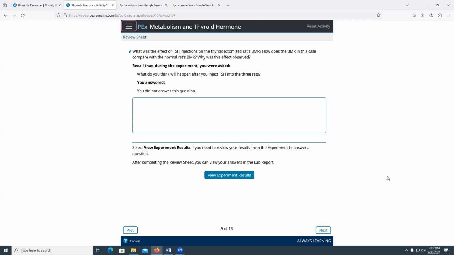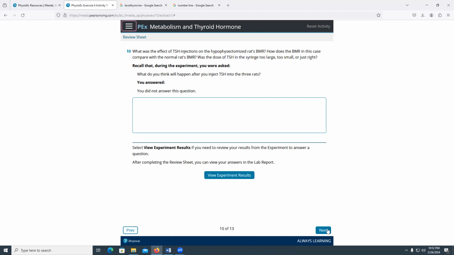How does the basal metabolic rate in this case compare with the normal rat's basal metabolic rate? It's obviously going to be lower. Why was this effect observed? Because there is no thyroid gland to stimulate. So there was no effect on the thyroidectomized rat's basal metabolic rate with the injection of the TSH because there was no thyroid gland to stimulate.